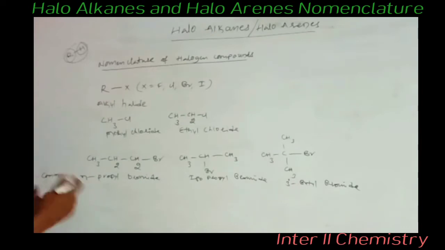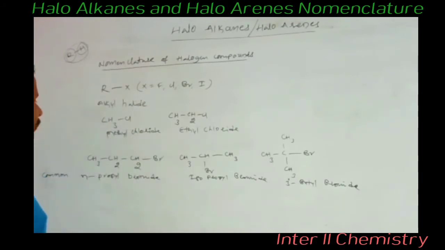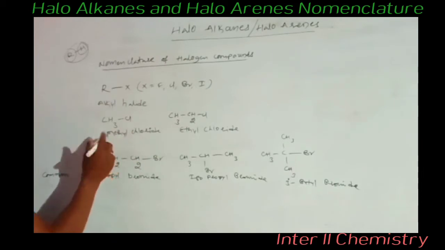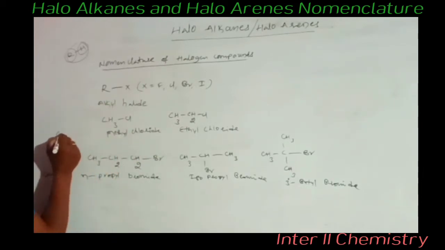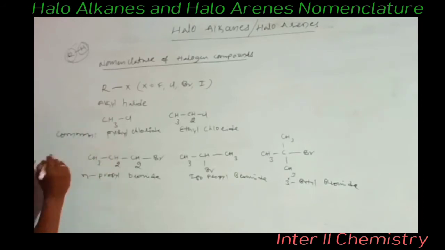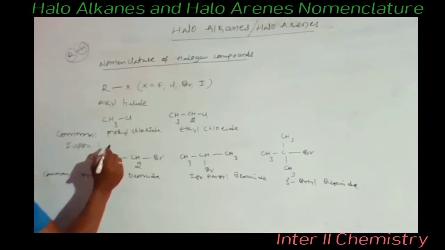While giving the IUPAC name, we give the number of the carbon which is attached to the halogen atom. So here, commonly we know that there is no other carbon. It is according to the common method, common nomenclature. So according to IUPAC, what is the IUPAC name here?